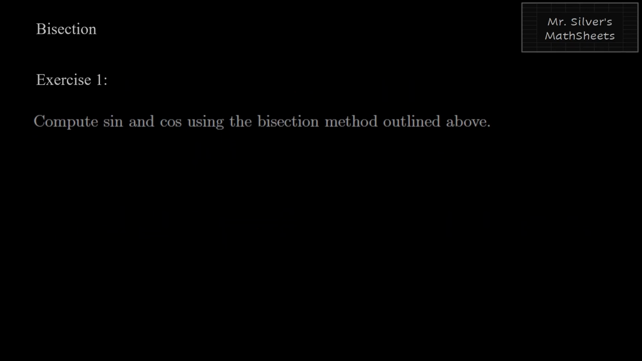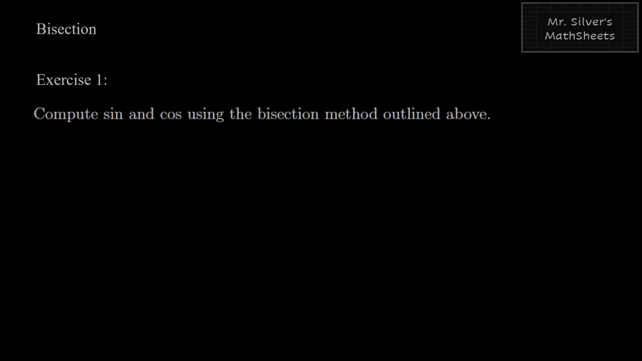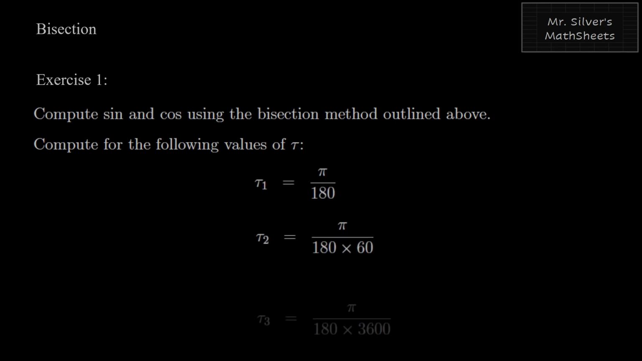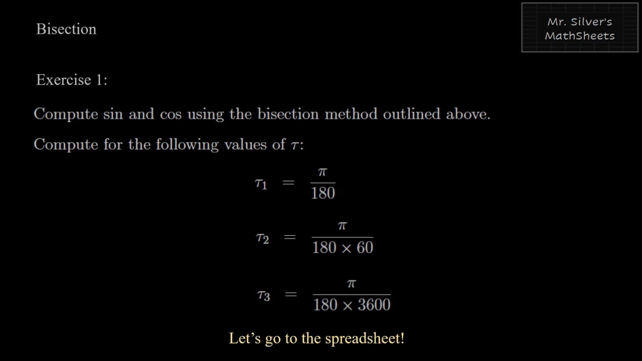So exercise 1: compute sine and cosine using the bisection method. We'll compute for 3 values of the target: 1 degree, 1/160th of a degree, and 1 over 3,600 of a degree. So let's go to the spreadsheet and see how this calculation would work.